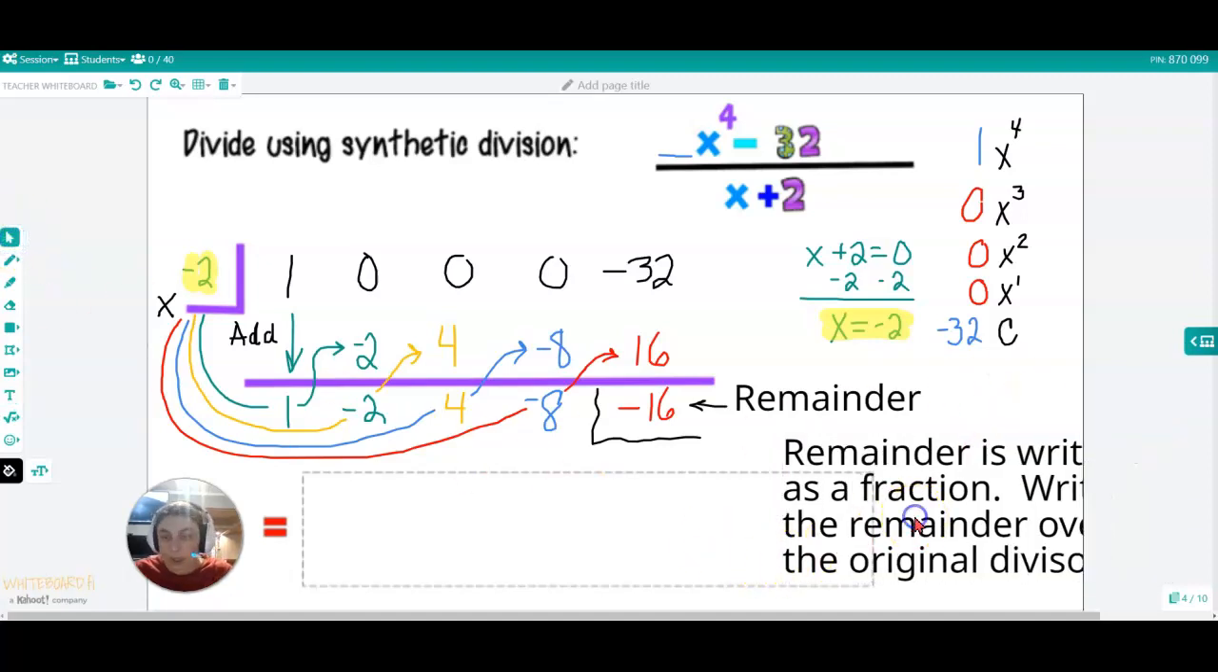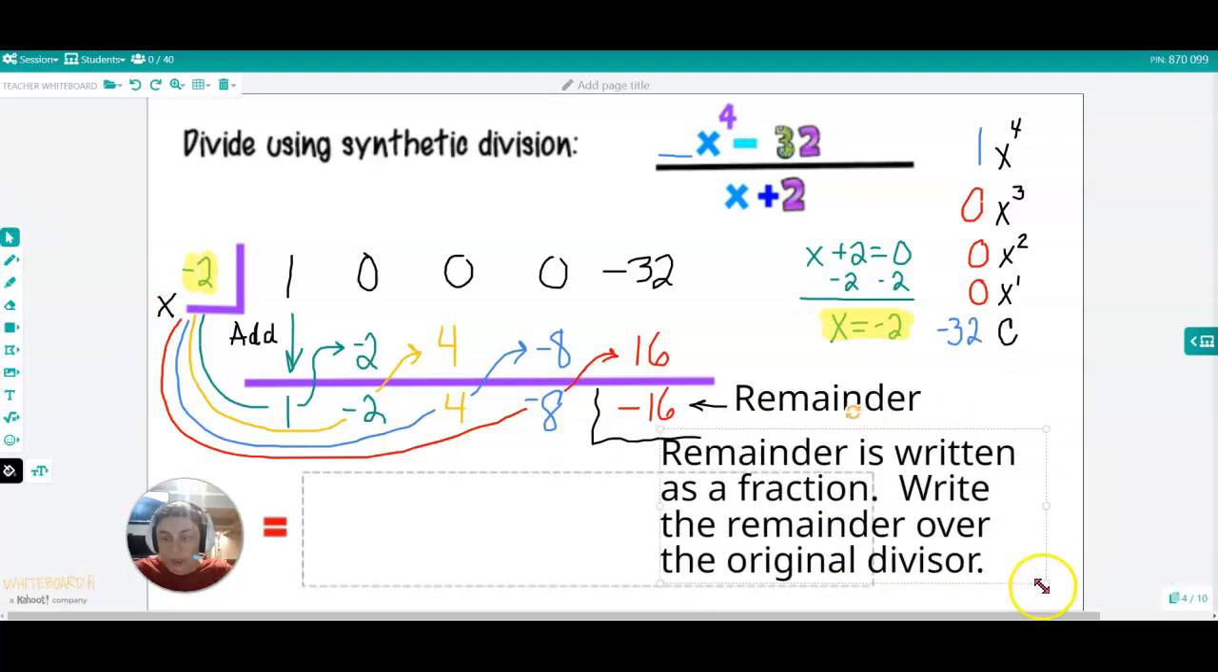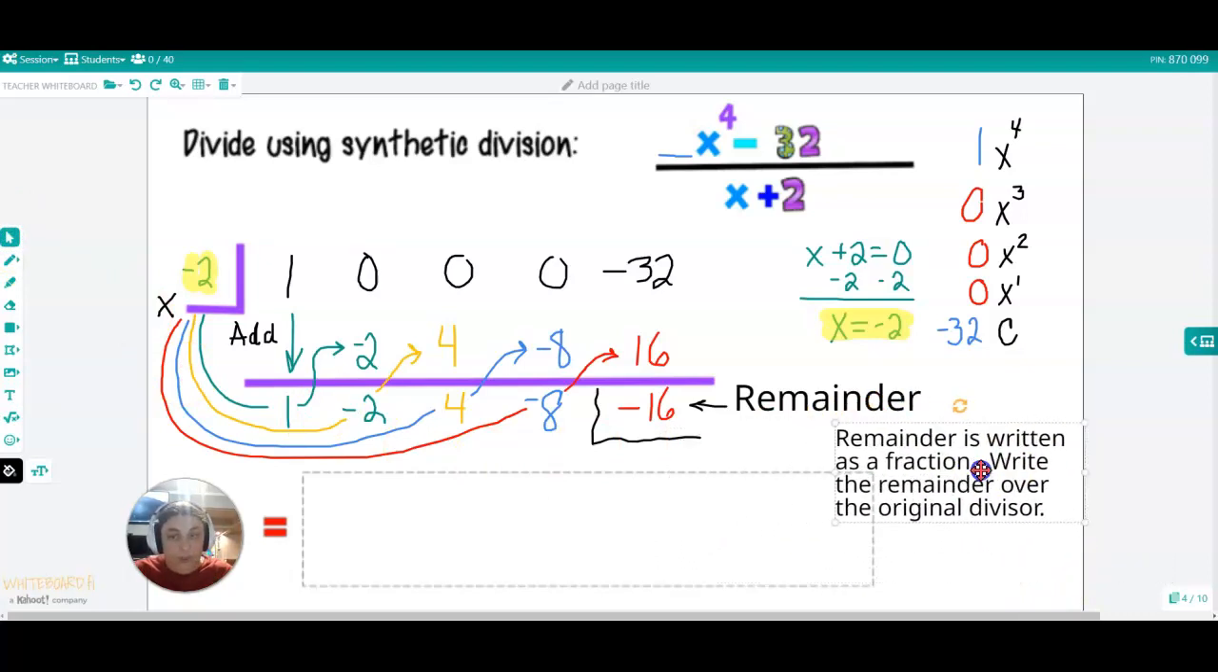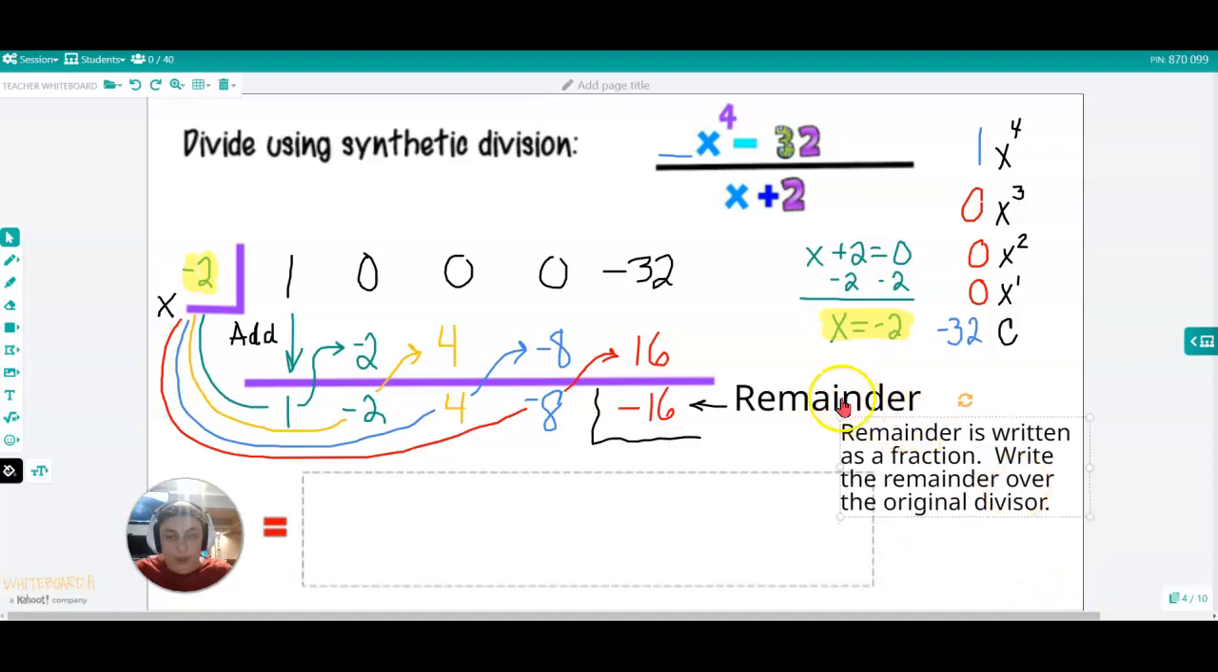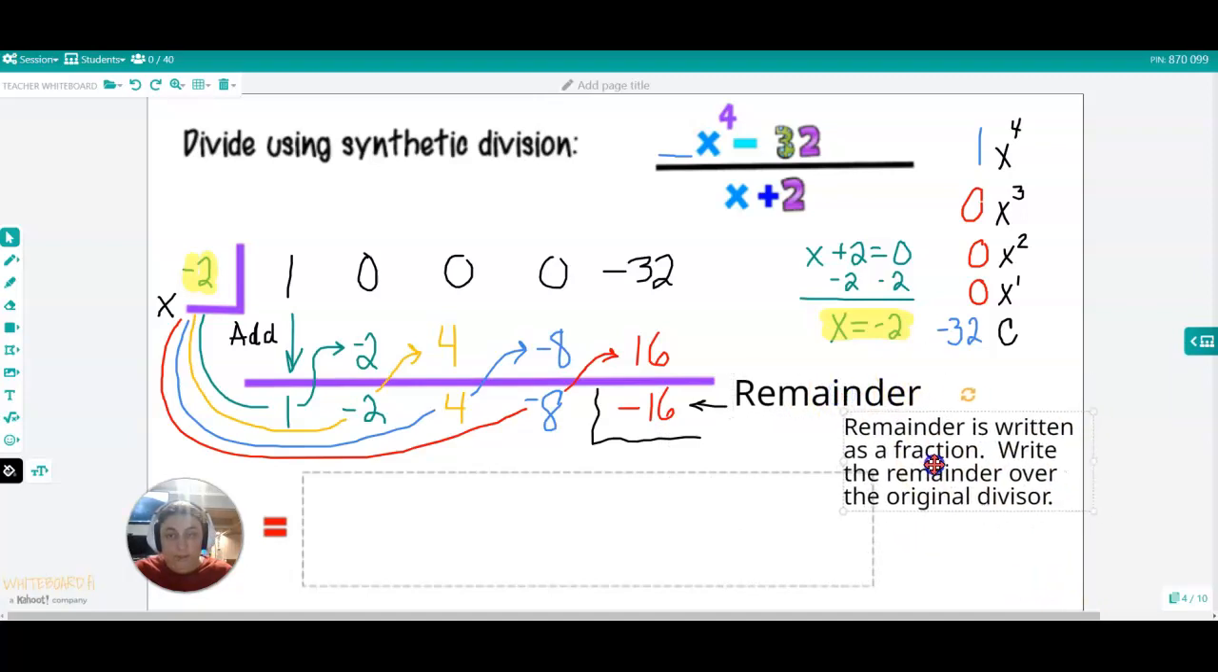Now, I'm saying the original divisor here for a reason. The original divisor, okay? That's not what we divided by. That's not -2. We're not going to put it over -2. We're going to put it over this original divisor of x plus 2. So we're going to do this. -16 over x plus 2.